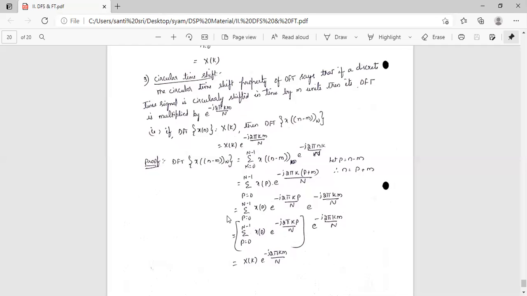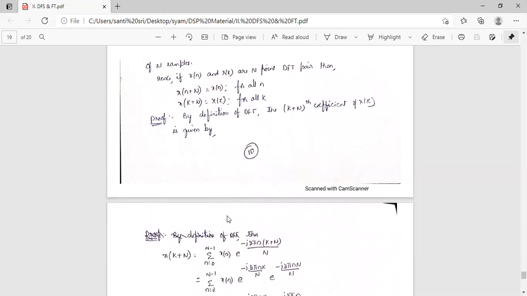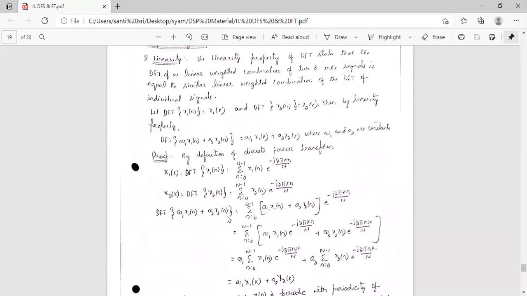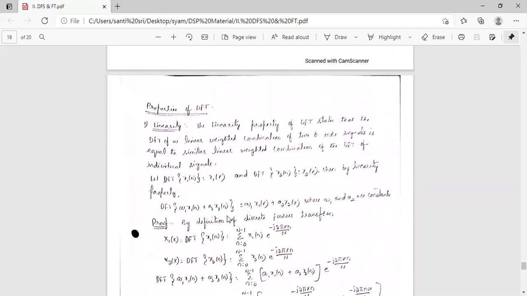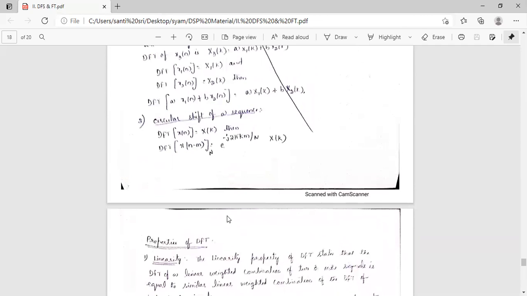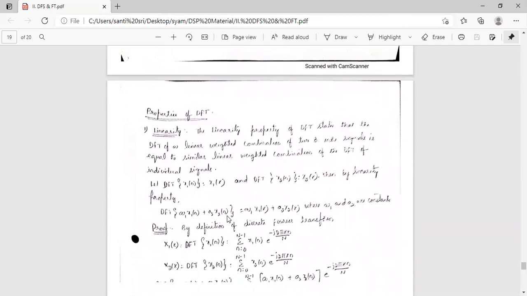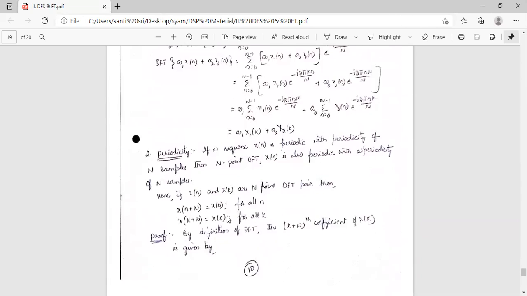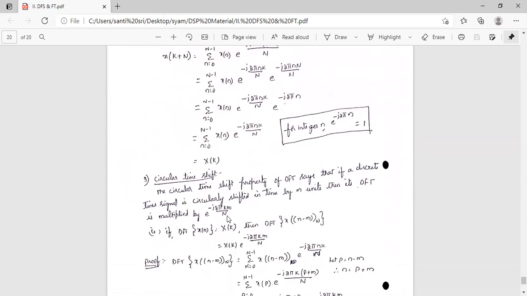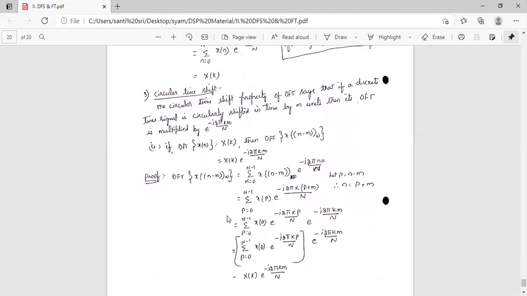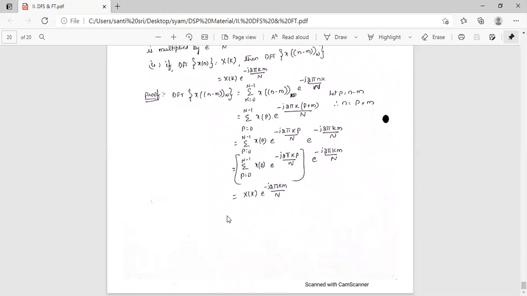So in today's class we discussed the problems related to 8-point DFT and 8-point IDFT. Then we did some properties of DFT. Then we compared this DFT with the other transforms like Fourier transform and Z transform. Then we discussed the properties of DFT: linearity property, shifting property, periodicity property, then circular time shift property. Remaining topics we will discuss in the next class. With this, concluding today's class. Thank you.